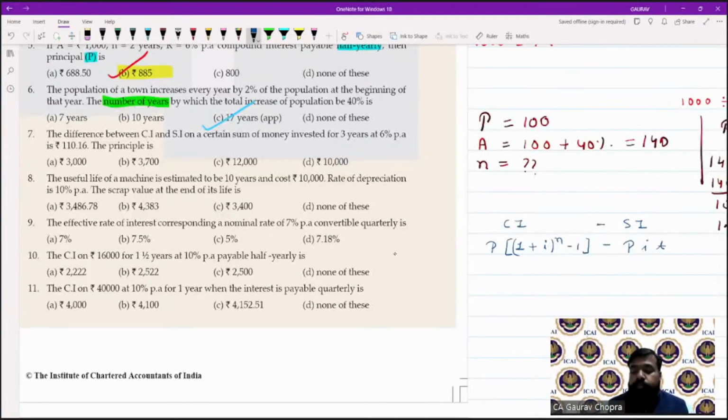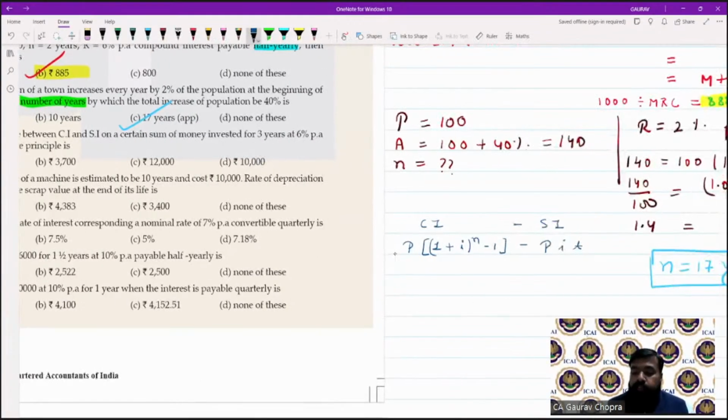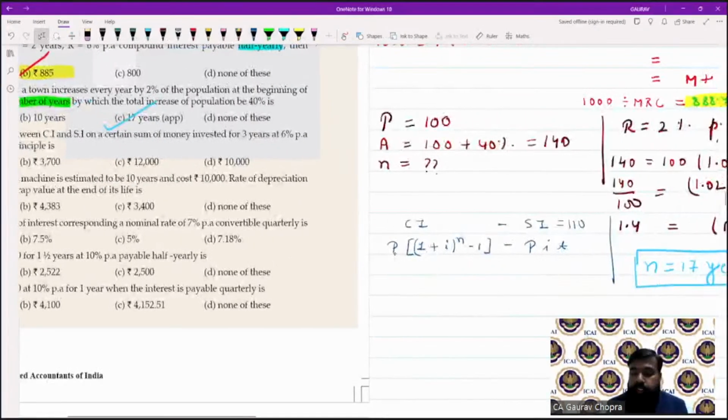Now दोनों का जो difference है, it is given in the question as 110.16. This is given. So इसमें formula apply करते हैं, we will get the result. We can take P as common from both of them. तो P हमने दोनों में से common ले लिया. Then what is left? 1 plus I.